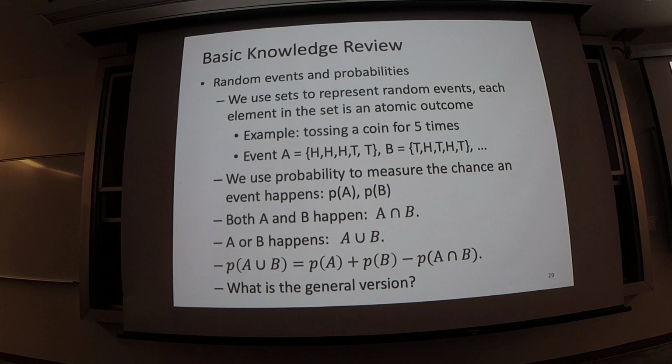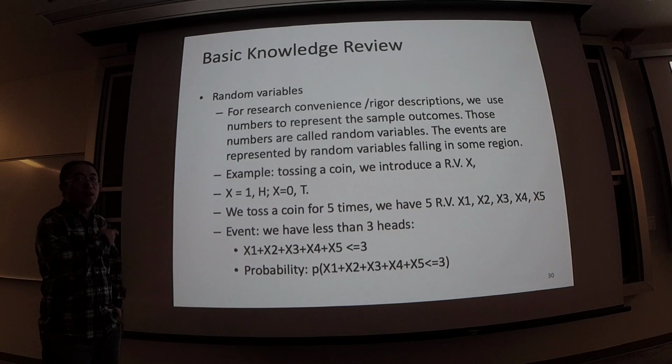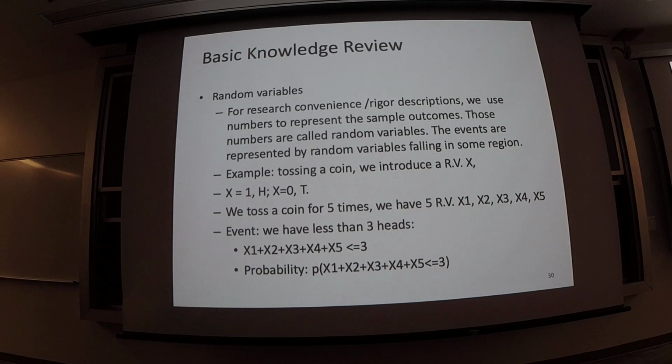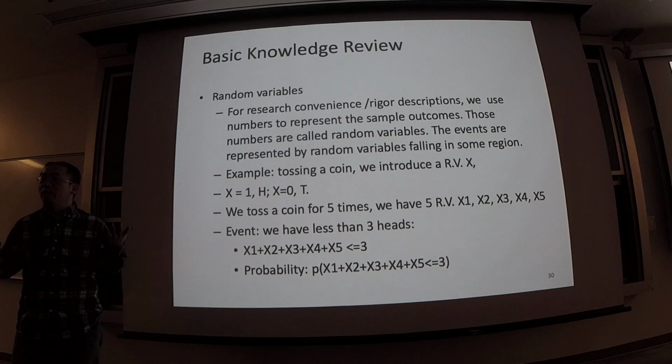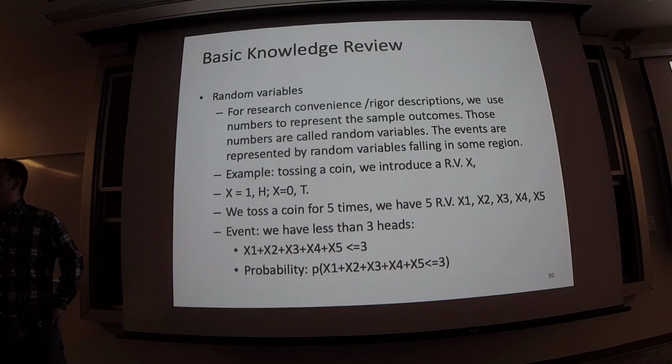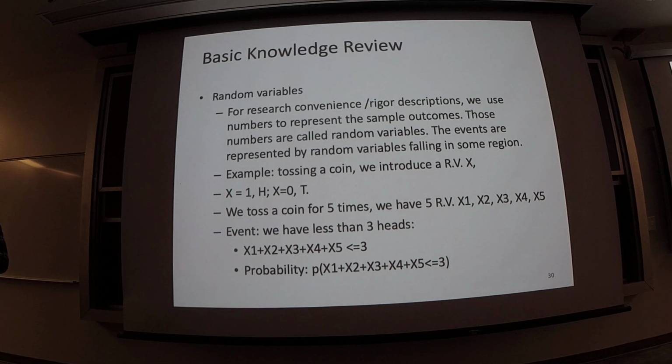So those are about random events and probability. And next, the fundamental concept is called random variables. So what is a random variable? If we use numbers to represent the outcomes of random experiments, then we call this kind of number random variables. That means if you associate a number with some random experiment, then this number has some randomness. So we call it a random variable, right?